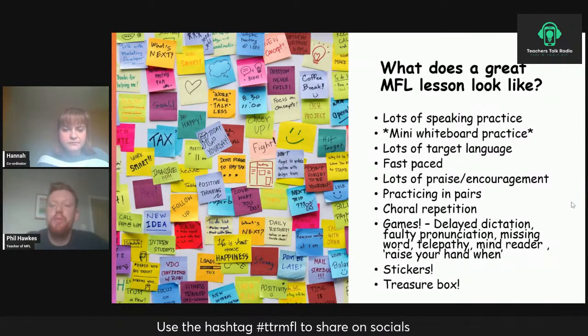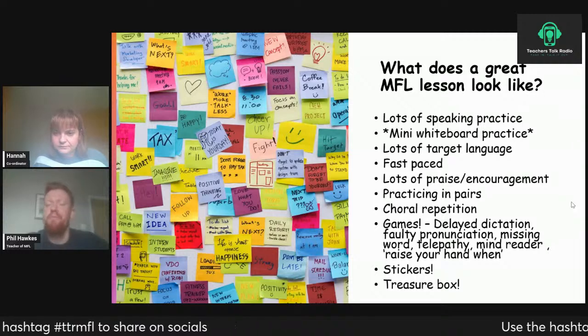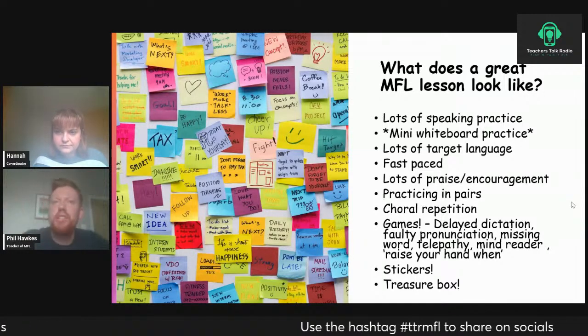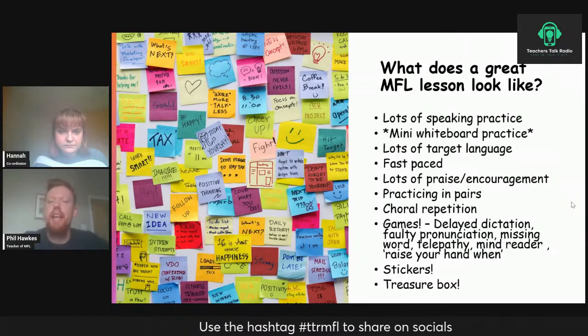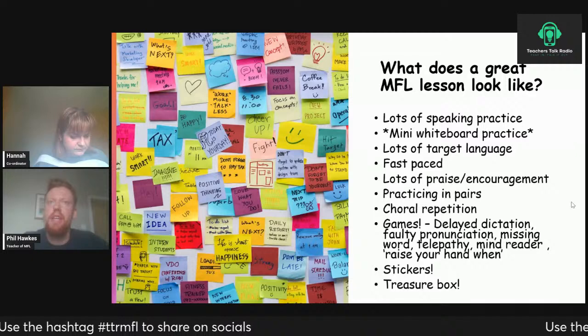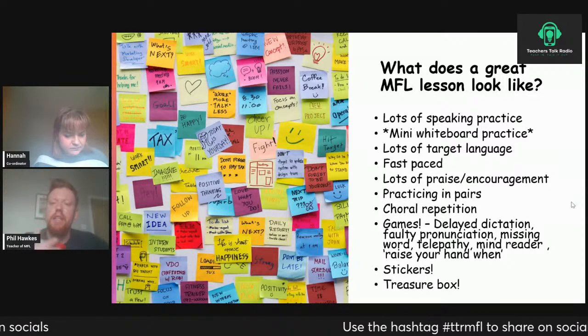Lots of target language, obviously, in the classroom. As I've said, lots of fast pace, lots of praise and encouragement, practising in pairs. I don't personally think the MFL classroom needs to be a silent one. I don't think a good MFL lesson is a silent one. I think you want to have lots of engagement, lots of talking.